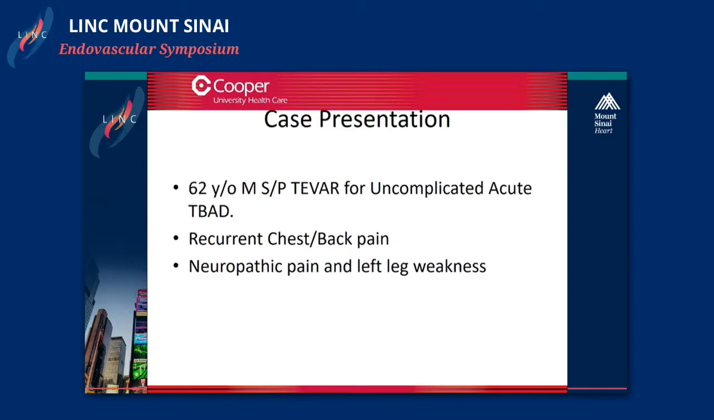Here's a case. So it's a 62-year-old male. He's status post TEVAR for an uncomplicated acute dissection, done at another facility. He comes back, transferred to us with recurrent back pain and chest pain. He also has neuropathic pain and left leg weakness.